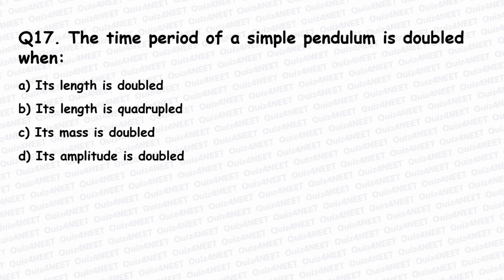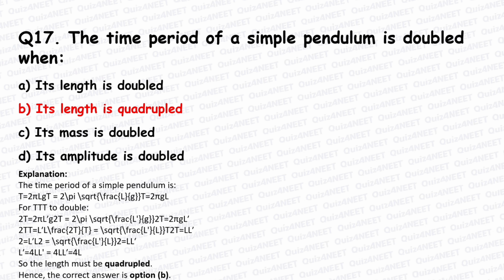Q17. The time period of a simple pendulum is doubled when: A, its length is doubled; B, its length is quadrupled; C, its mass is doubled; D, its amplitude is doubled. Answer: B, its length is quadrupled. The time period of a simple pendulum is T = 2π√(L/g). For T to double, 2T = 2π√(L'/g). So 2T/T = √(L'/L).